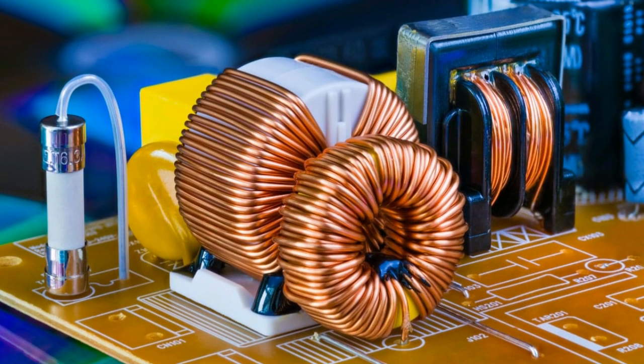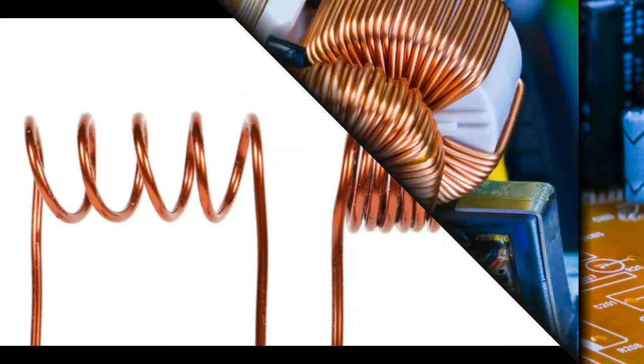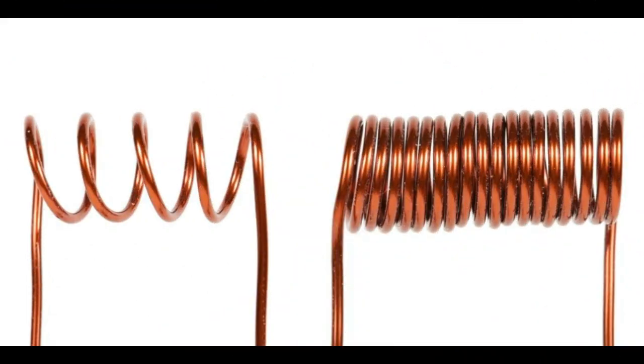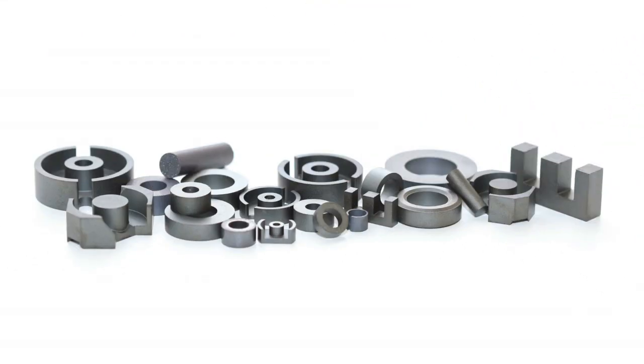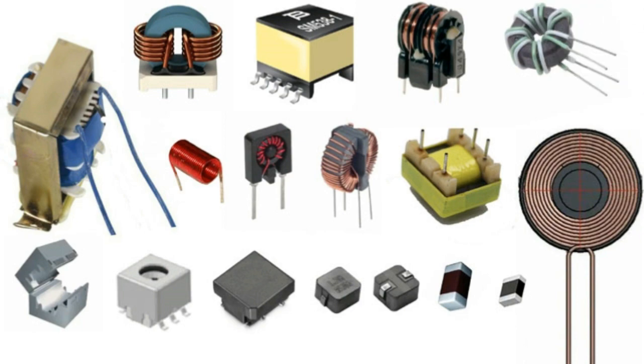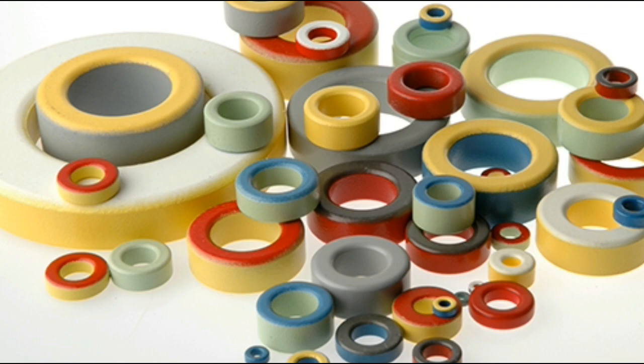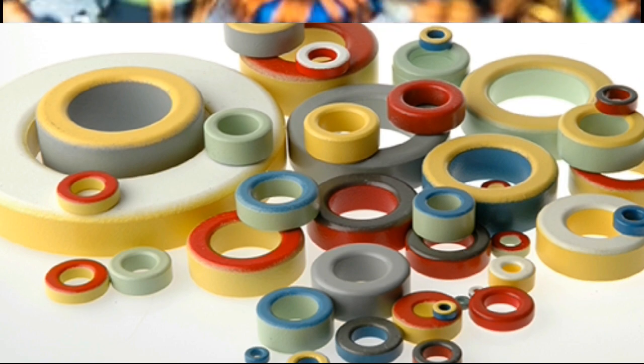Several factors influence the inductance of a coil. The number of turns in the coil. The material of the core, ferromagnetic materials increase inductance. The shape and size of the coil. The presence of a core material within the coil.